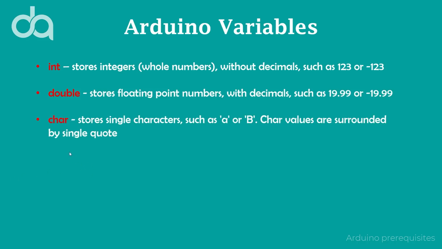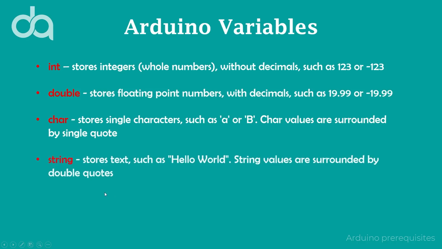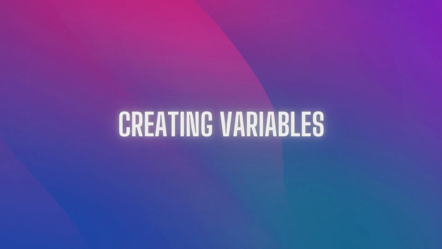Char stores single characters such as A or B. Char values are surrounded by single quotes. Fourth is string. String stores text such as hello world. String values are surrounded by double quotes. And the fifth is boolean. A bool stores values with two states, true or false.